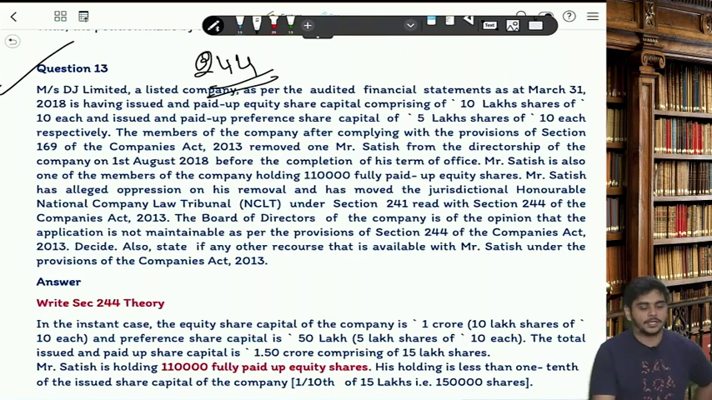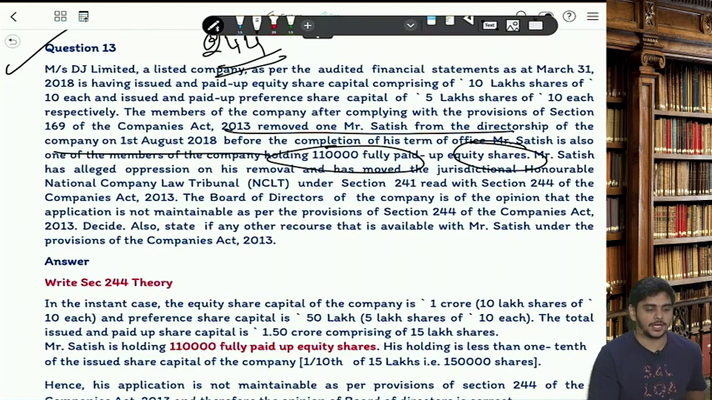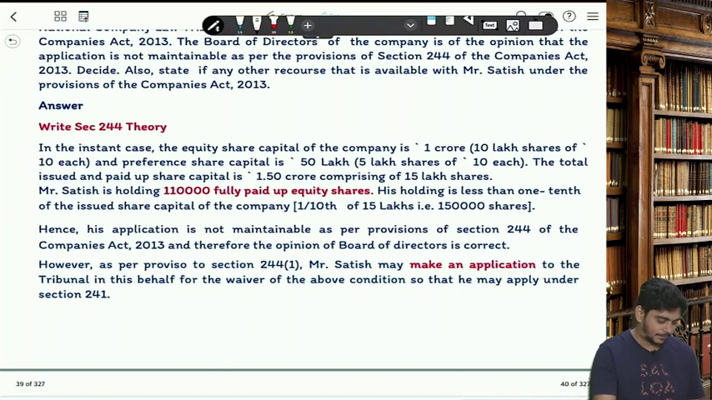So guys, this was again an exam question on section 244. People get confused that this is a question on directors, but he was removed from the directorship. But here it is clear that he was holding shares also. So in the capacity of a shareholder, he has made a complaint. But his application is not maintainable, and therefore the opinion of the board of directors is correct.